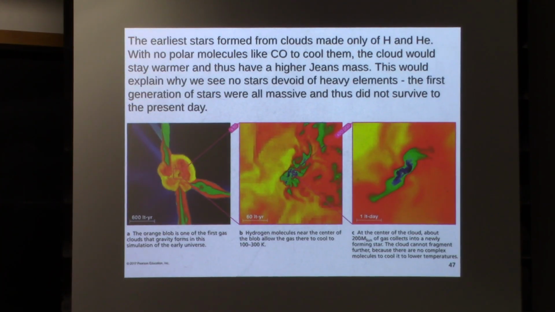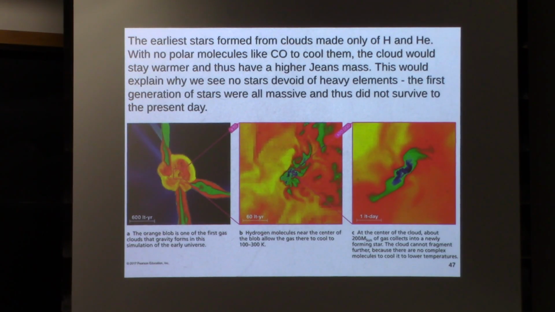The earliest stars, the hypothetical ones, probably existed. They have to have existed. The earliest stars formed from clouds made only of hydrogen and helium with no polar molecules like CO to cool them. The cloud would stay warmer, and if you look at our formula for the Jeans mass, it's got the temperature in it. It would have a higher Jeans mass as a result, because if it stays warmer, what's that going to do to the pressure? Is it going to make it larger or smaller? All else equal, it's going to make it larger.